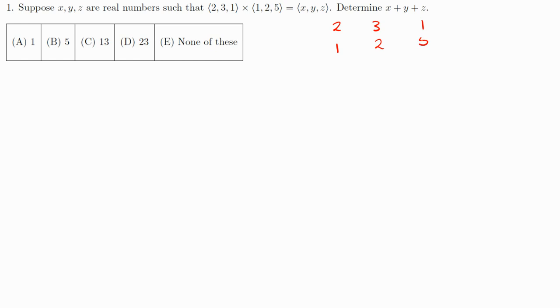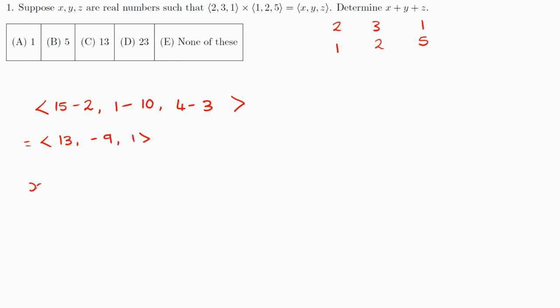Just a recap, a cross product of two vectors will produce a vector. Okay, so let's go do that. First of all, 3 times 5 minus 2 times 1, and then 1 times 1 minus 2 times 5, and then the last component will be 2 times 2 minus 1 times 3. Perfect. So now this vector will be equal to 13, minus 9, and 1.